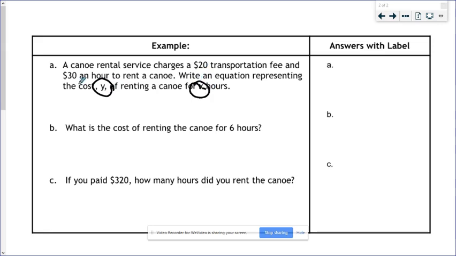So we're going to keep those where they should go. So Y should go here, equals. We're going to put a number here. We're not sure what that is yet, X. And then we're going to put another number back here.